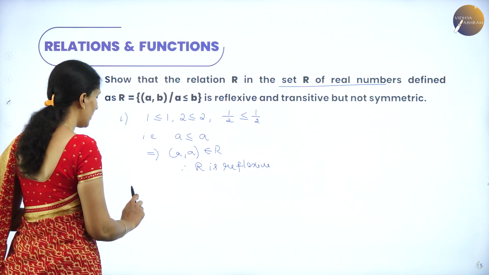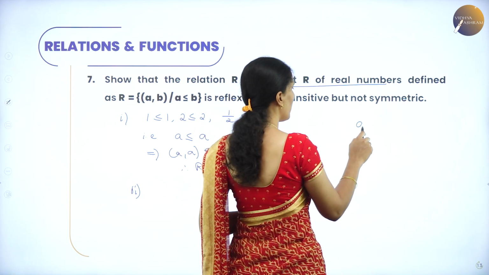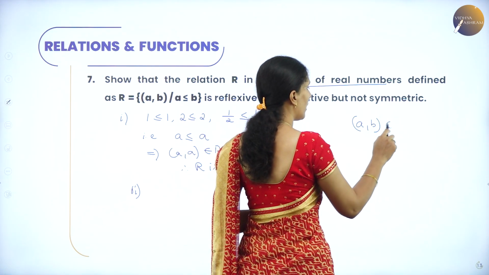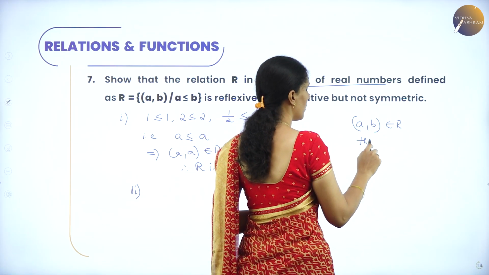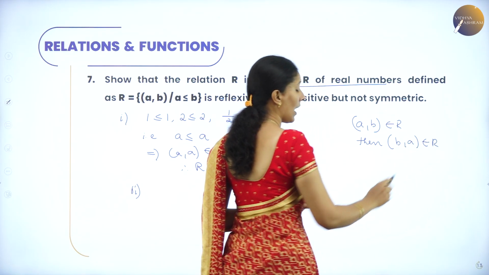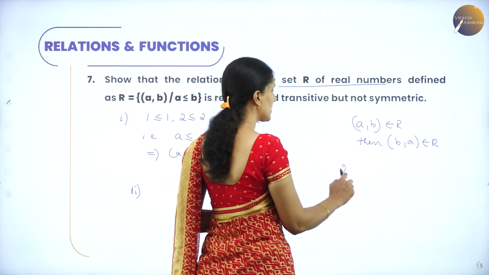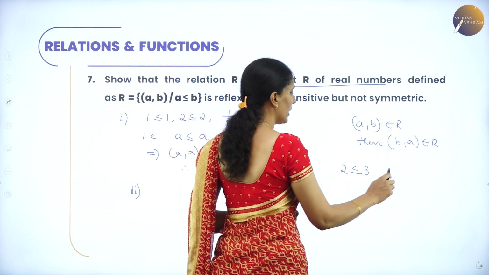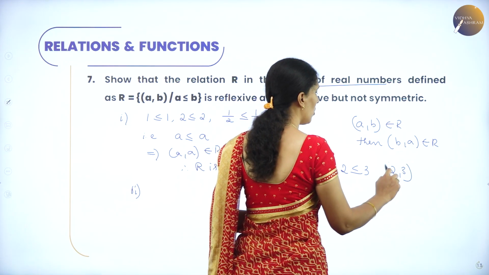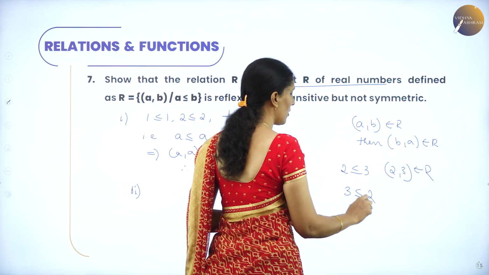Now to show that it is symmetric. Symmetric means what? If (A, B) belongs to R, then (B, A) should belong to R according to the given condition. Suppose I write 2 is less than or equal to 3, then (2, 3) belongs to R. But I cannot write 3 is less than or equal to 2.